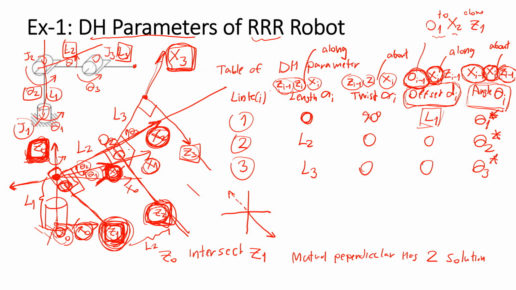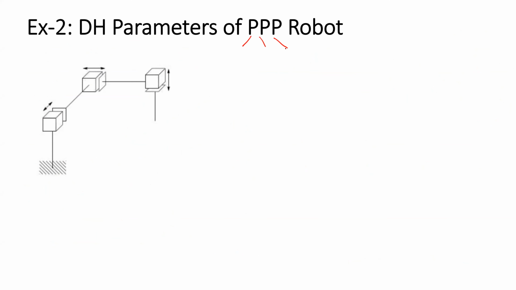How about the robot with 3 prismatic joints? This is new for us, but the idea is still similar to the revolute joint robot. The first thing you need to do with the prismatic joint is to line up the direction of Z in the direction of the joint offset.